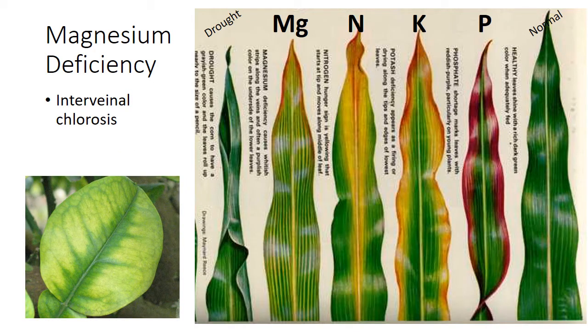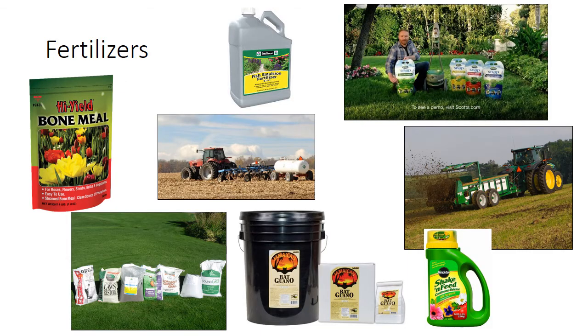How we would diagnose a magnesium deficiency is usually through interveinal chlorosis. So here you see this corn plant that's magnesium deficient. In between the veins, we have this striping that's occurring. And so also in this picture here, we have chlorosis or yellowing in between each of the veins. And that's caused by a magnesium deficiency.